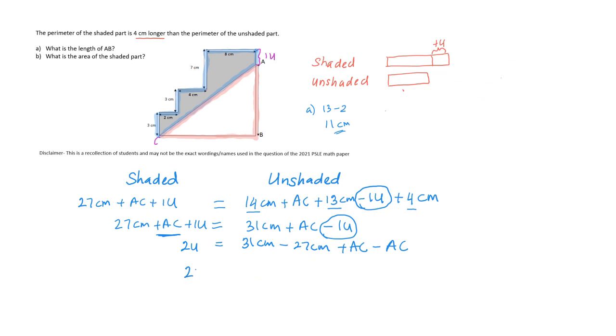Therefore, 2 units is equal to 31 minus 27, which is 4 centimeters. And the plus AC and the minus AC cancel. Therefore, 1 unit is equal to 2 centimeters. So as you can see, by using the equation method, we still get the value 2 centimeters for this portion here, which I have marked as 1 unit. So we can proceed to find the answer of AB, which is 11 centimeters.